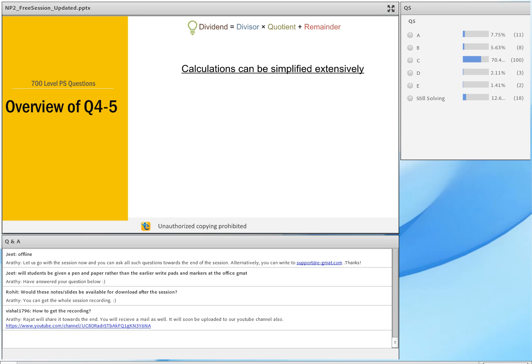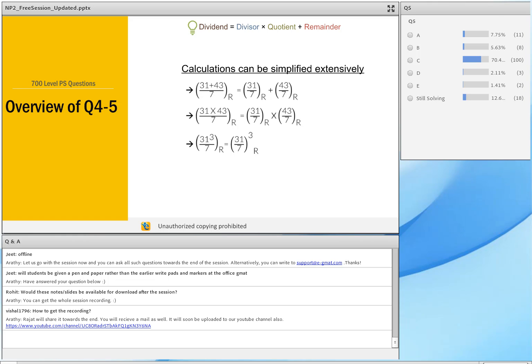So by using the addition and multiplication property, you can simplify calculations quite extensively. What are those properties? Addition of numbers: the remainder of a sum of two numbers is the sum of their remainders. The remainder of the product of two numbers is the product of the remainders. Again, the constraint needs to be that the remainder has to be less than the divisor.